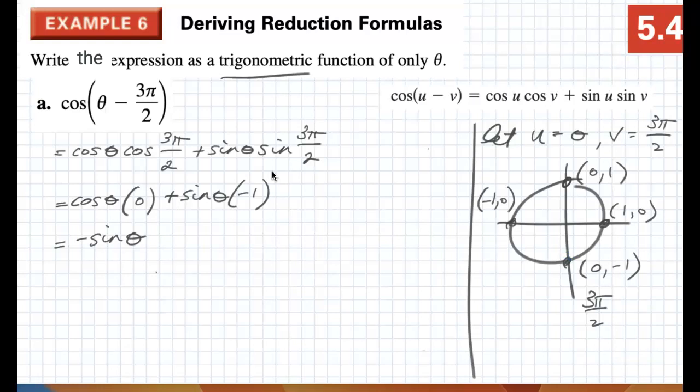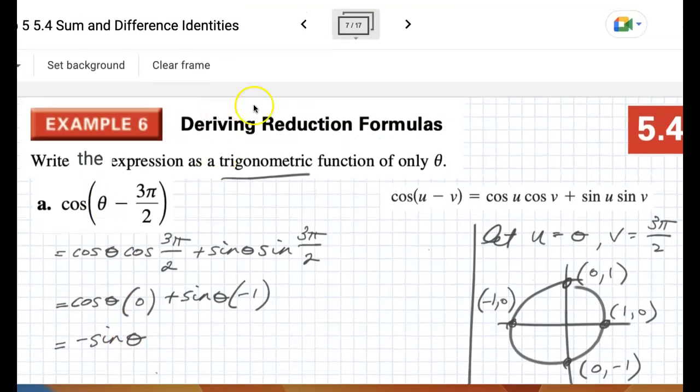So you have a formula here, a trigonometric function with only thetas, where the cosine of some theta minus 3 pi over 2 is actually just the same as the negative of whatever sine is of that same angle. Okay, so just theta in there. Okay, that was part A.